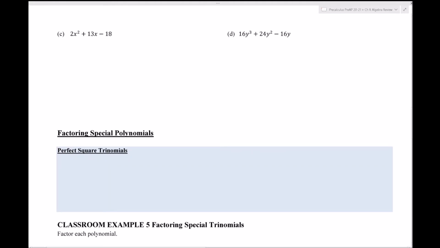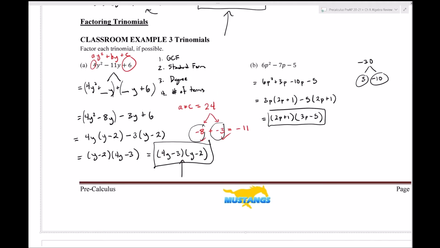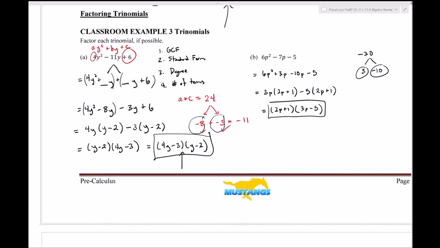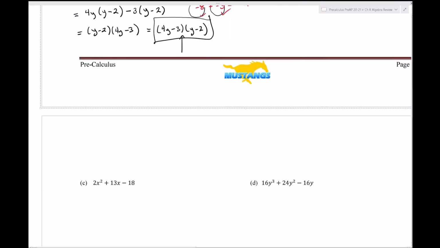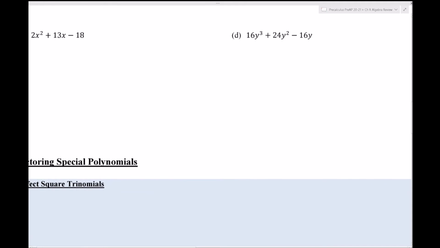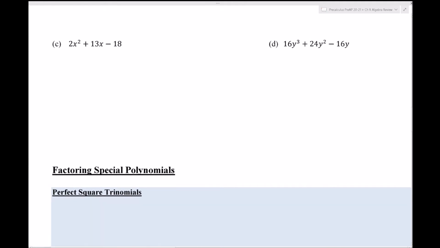So we'll continue. What we're doing is we're factoring each of these if possible. It should say if possible. Yeah, it does. So example 3, factor each trinomial if it's possible. We'll continue with letter C: 2x squared plus 13x minus 18.